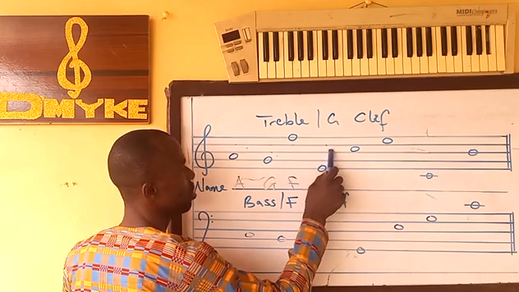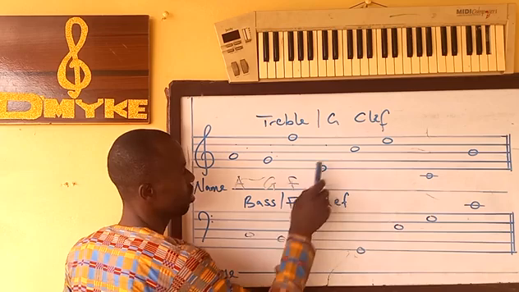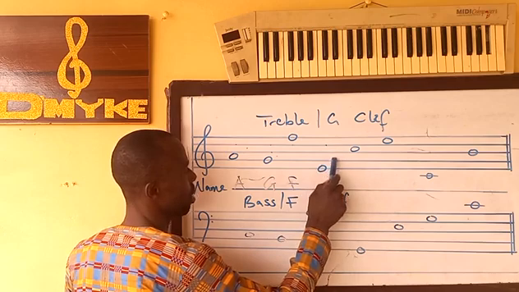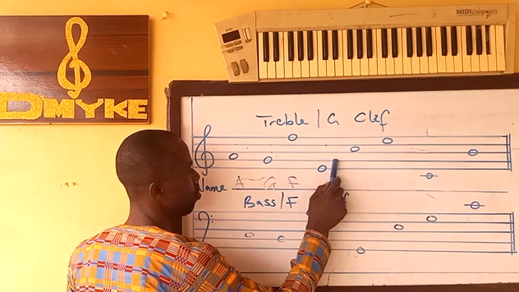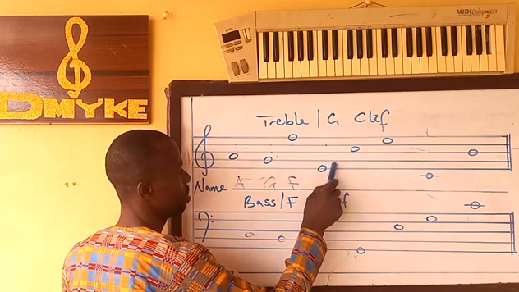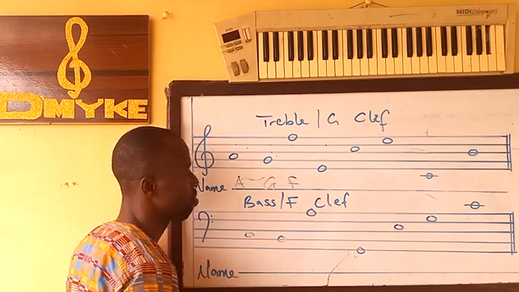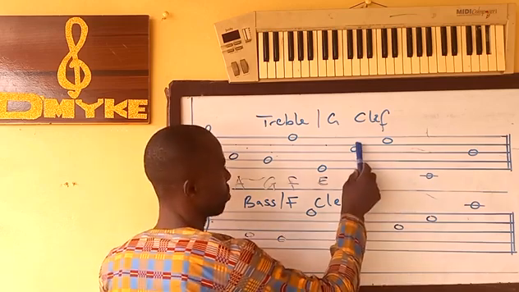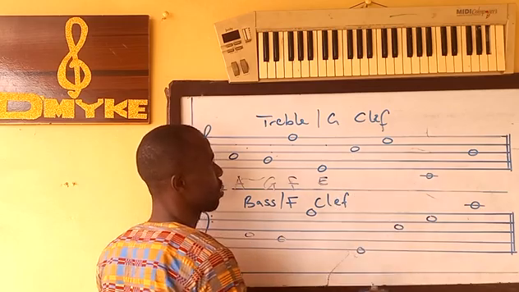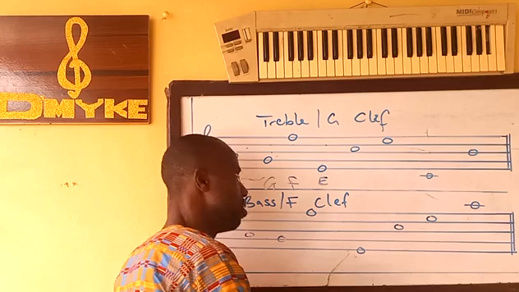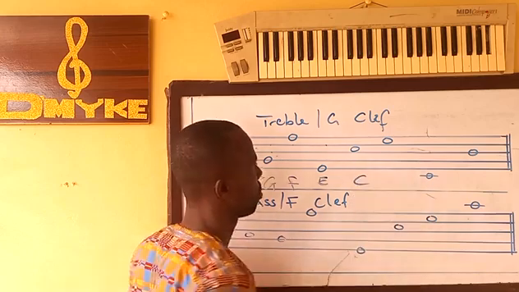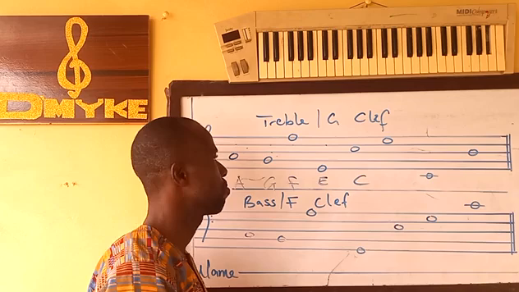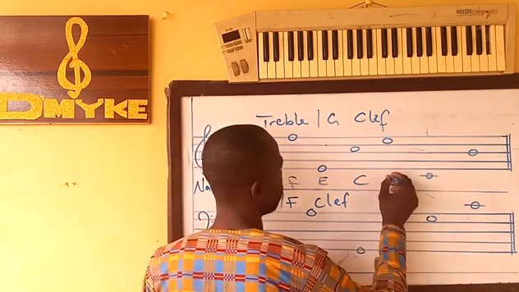The one below C, that is line, is B. The one below B is A, space A. The line below A is line G. The one below line G is F, space F. Then the line below space F is line E. Now say this. This is D. That means the note immediately below D is C, space C. Now this is D. The one immediately above D, the letter after D, is E.